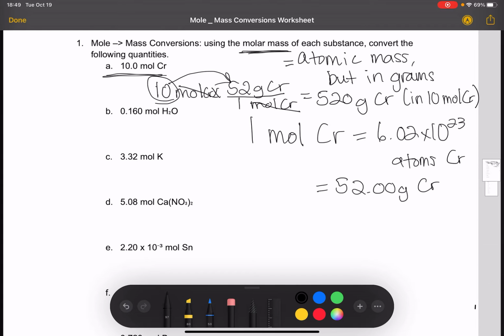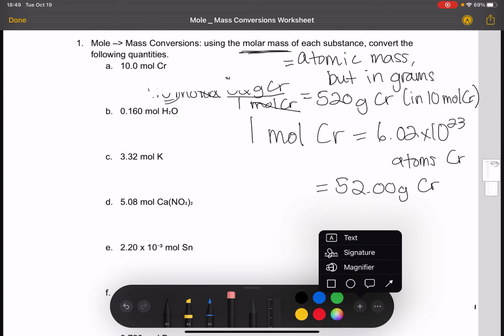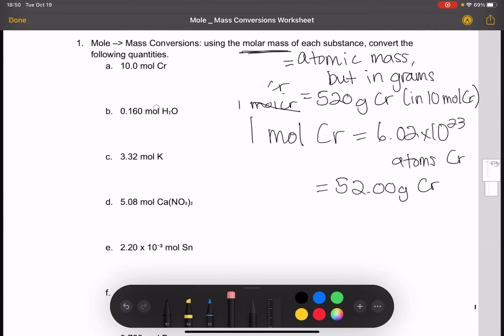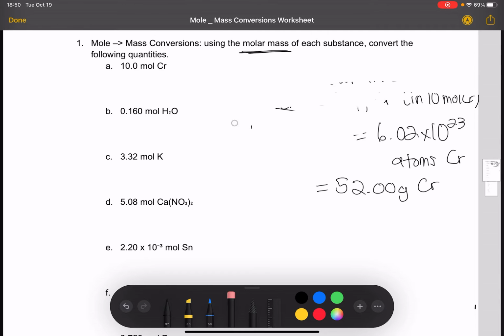All right, this looks a little sloppy here. So let me erase this and I will make it a little bit prettier for you. Bear with me, y'all.